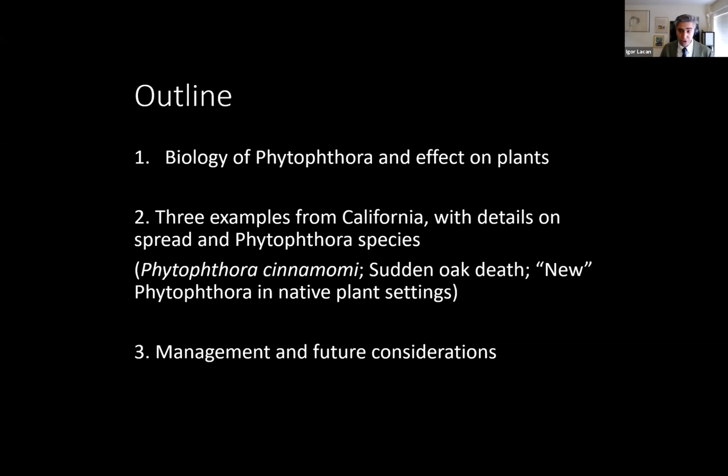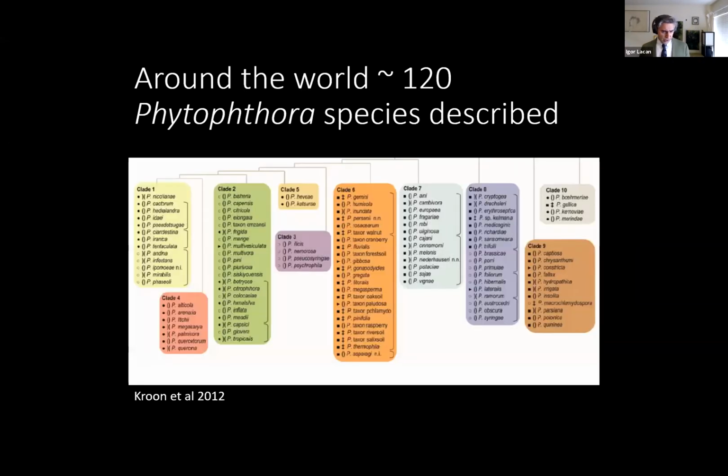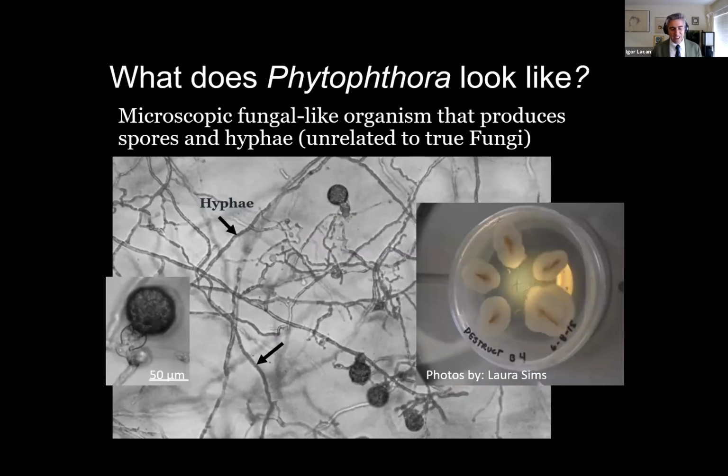So let's start with the biology of Phytophthora. There's somewhere around 120 described species. We think there's probably somewhere around 500 that are out there. And they're not very flashy. They kind of look like a fungus. They make spores, they have hyphae, they will grow in culture. But the thing is, they're totally unrelated to fungi.